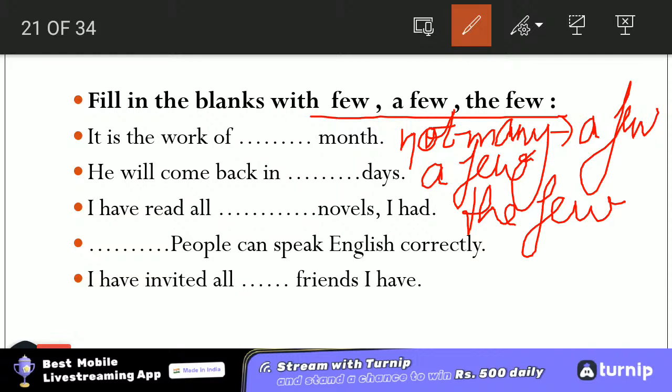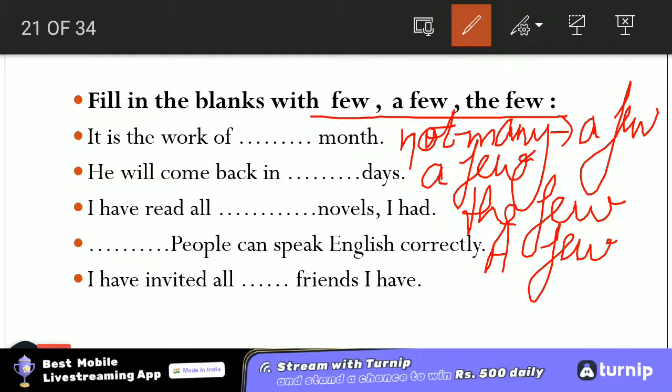Next, dash people can speak English correctly. Now we are again talking in a positive sentence, and there are not many people who can speak English correctly. So when we are talking about not many, as we have discussed, yes, we use the determiner a few. A few people can speak English correctly.